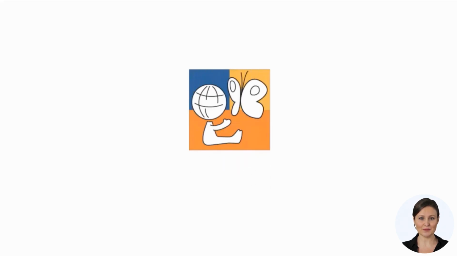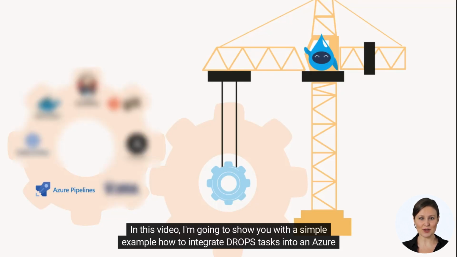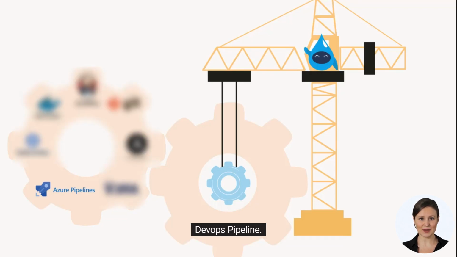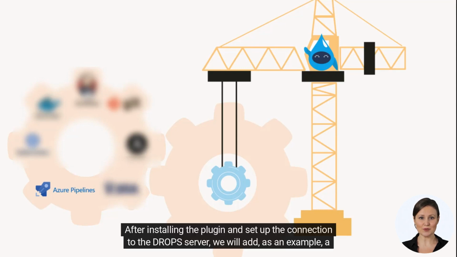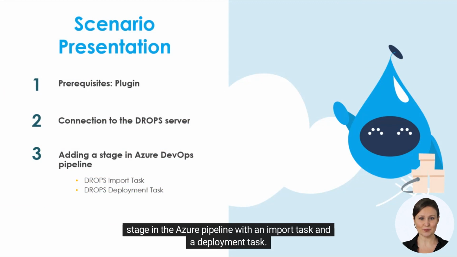Hi! In this video, I'm going to show you with a simple example how to integrate Drops tasks into an Azure DevOps pipeline. After installing the plugin and setting up the connection to the Drops server, we will add, as an example, a stage in the Azure pipeline with an import task and a deployment task. You can also add as many tasks as you need in your pipeline.